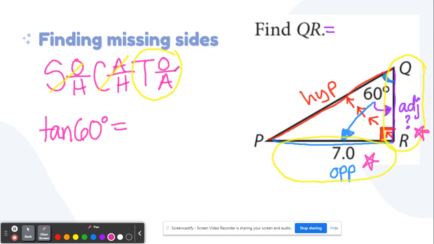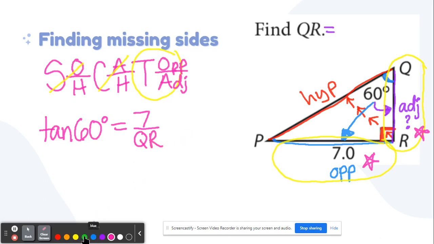And if you follow this, O means opposite, A means adjacent. So in this case, it would be 7.0, same thing as 7, over your adjacent. As you can see, your adjacent is what we're trying to find, and it's called QR. So I'm just going to call it QR as well.